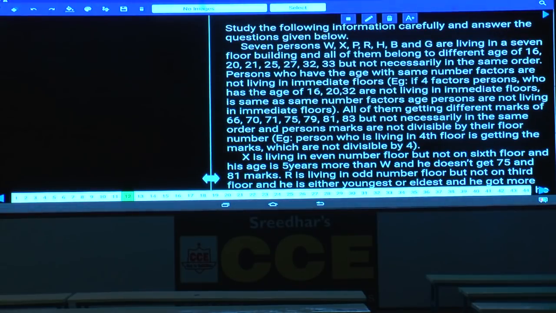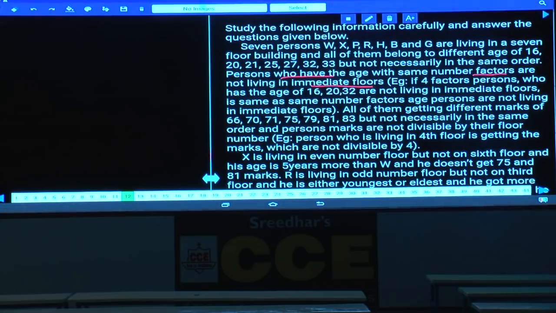Persons who have the ages with the same number of factors are not living on immediate floors. Now, the persons who have the ages with the same number of factors means if any two numbers have the same factors, those persons are not seated nor living adjacent to each other, isn't it?